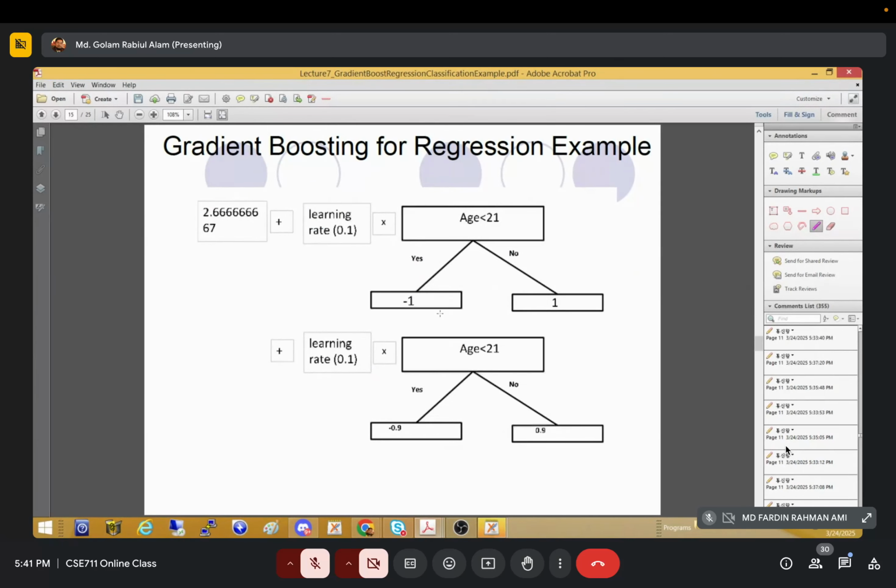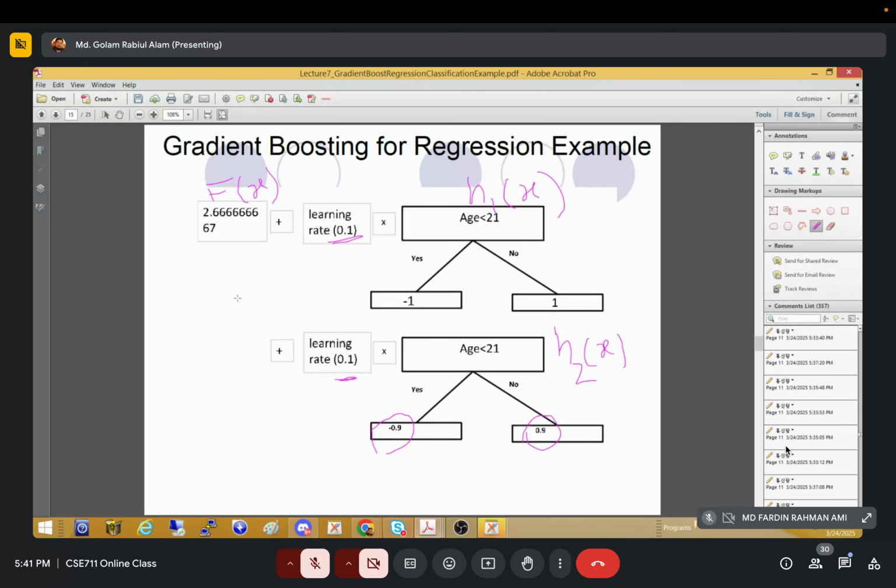Now we can see again negative 0.9 and positive 0.9. Previously we had h1 of x, and this one is our h2 of x. Our learning rate is 0.1, and this is our f of x. So now our model will be f of x plus rho, that is the learning rate, times h1 of x, plus rho times h2 of x.